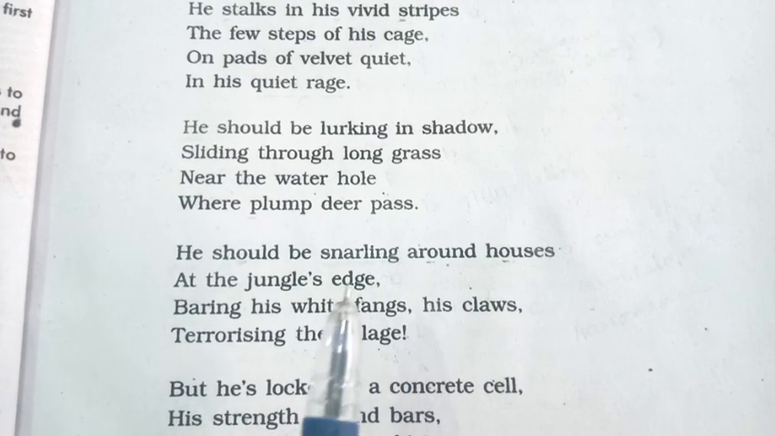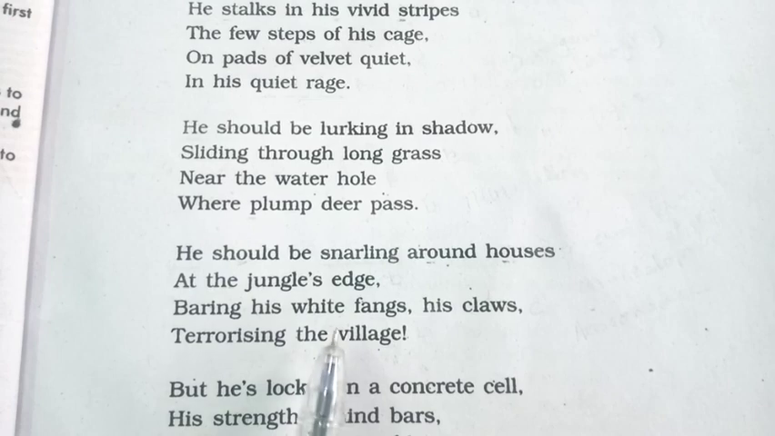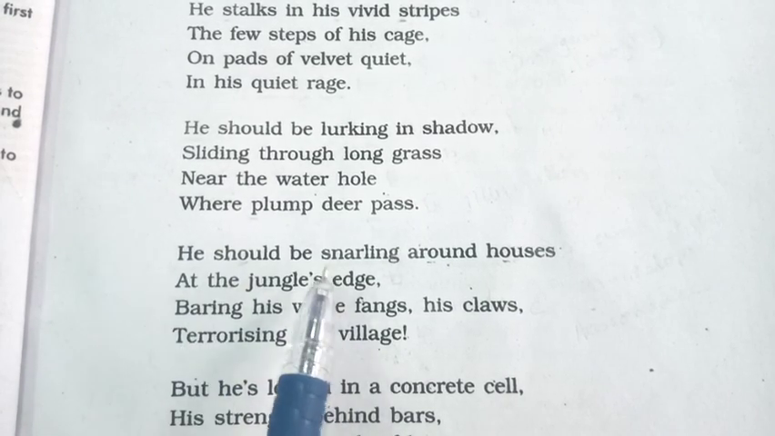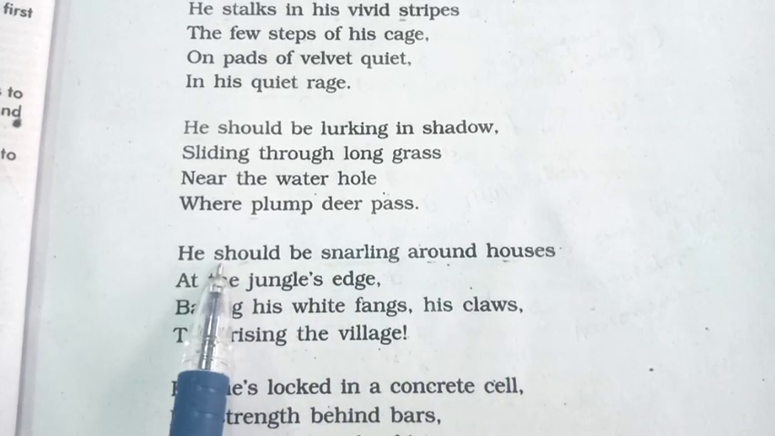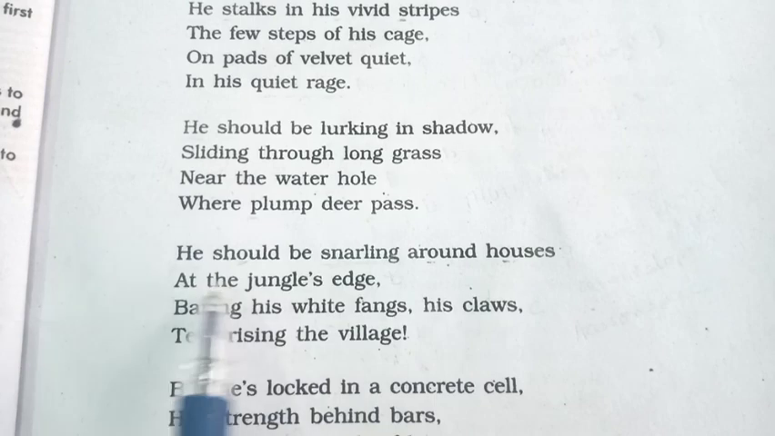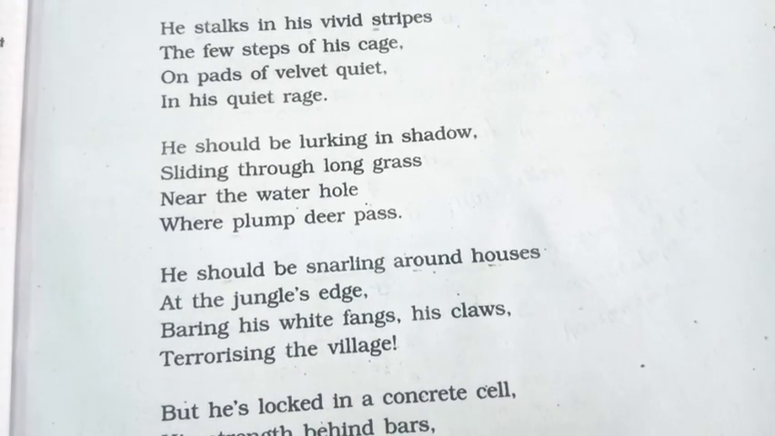Another device given here is alliteration. The repeated consonant sound in a line, the s sound, comes repeatedly in these lines, like "should be, snarling." The s sound is repeated here. So this is all about the poem "A Tiger in the Zoo" with the poetic devices.